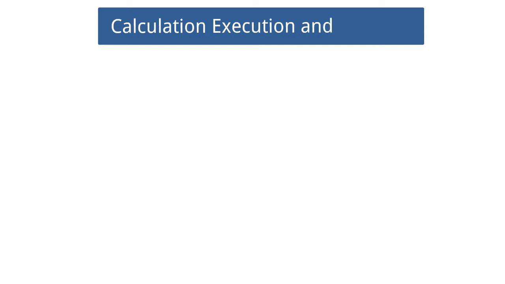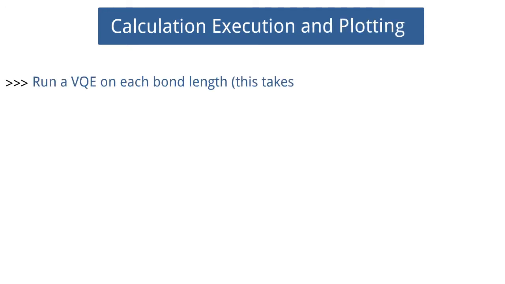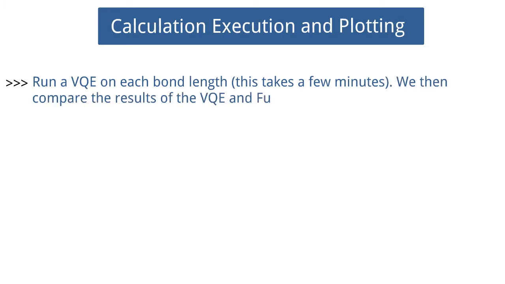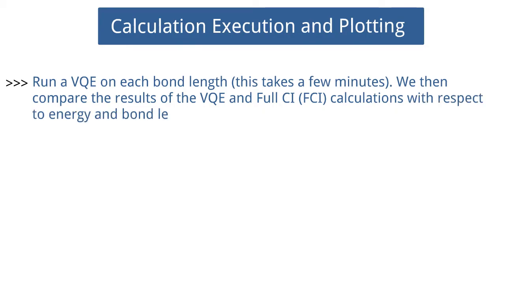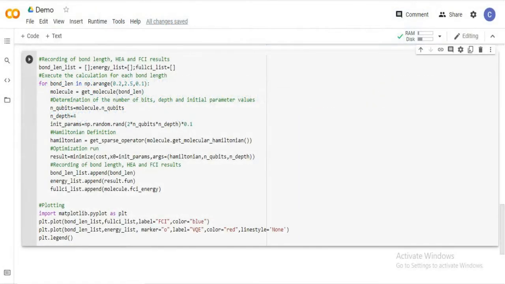Calculation, execution and plotting. Run a VQE on each bond length. This takes a few minutes. We then compare the results of the VQE and full FCI calculations with respect to energy and bond length. This segment is for recording bond length, HEA and FCI results. Next, for executing the calculation for each bond length.